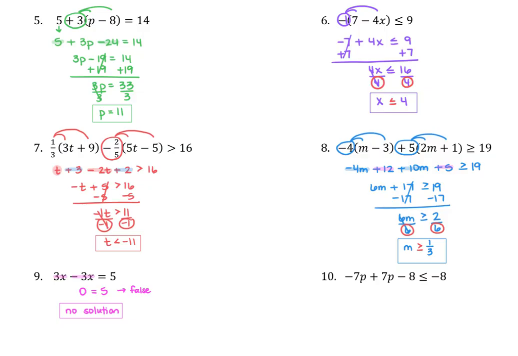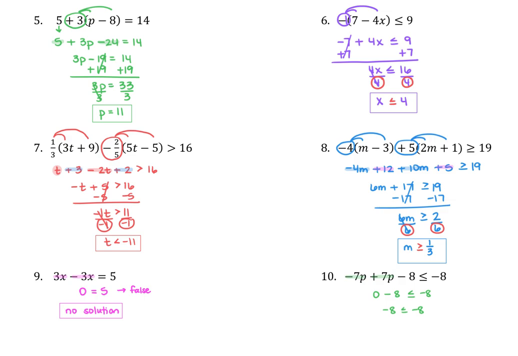All right, number 10. Same thing, I'm going to simplify the left, no parentheses, so I'm just going to combine like terms. I have negative 7p and positive 7p. That's going to give me a 0. Drop down my minus 8. 0 minus 8 gives me negative 8. Nothing to simplify on the right, so I'm going to drop that negative 8 down.